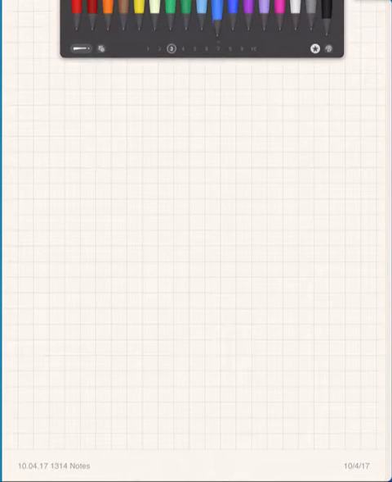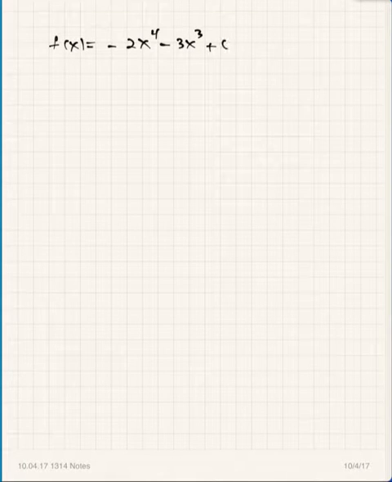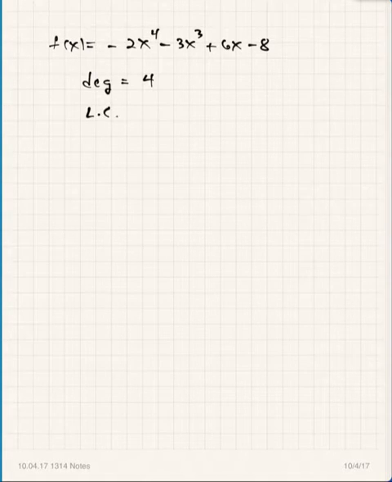All right, so let's look at another example. f of x equals negative 2x to the fourth minus 3x cubed plus 6x minus 8. This polynomial function is also written out as terms. It's all addition and subtraction. There's no multiplication, no factors anywhere. So the degree for this function is 4. That's the x with the biggest power on it. The leading coefficient is the coefficient of the fourth degree term, and so that is negative 2.